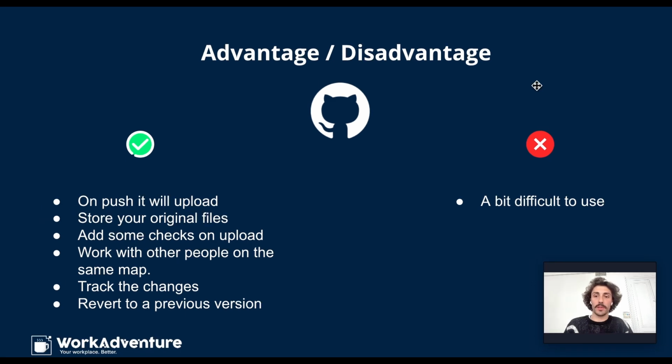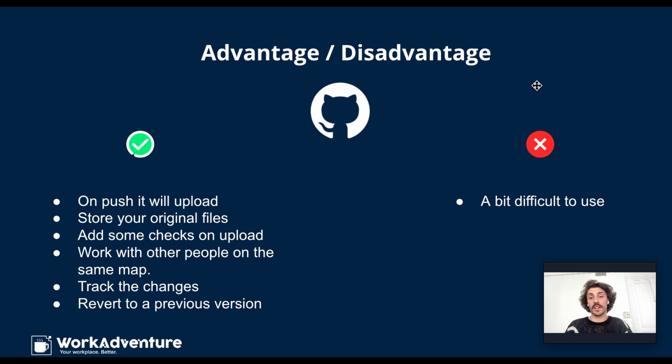Now I'm going to tell you a bit more about the advantages and disadvantages of GitHub. It's the simplest way to upload your map because on push on your repository, it will trigger the upload script, so it will upload your map on the web server. You can store your original files in a GitHub repository. You can add some checks on the upload with the GitHub workflow. You can work with other people on the same map. You can track your changes and revert to the previous version if you want.